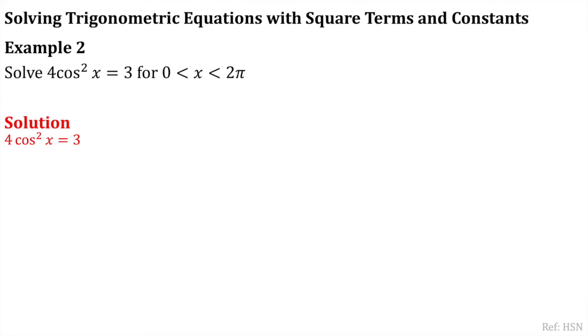We want to aim to get cos x the subject of the formula here. So firstly I'm going to have to divide throughout by 4. So that means that cos squared x is equal to 3/4. And in order to get cos x the subject of the formula, I need to square root both sides of my equation. So cos x is equal to positive or negative root 3/4.